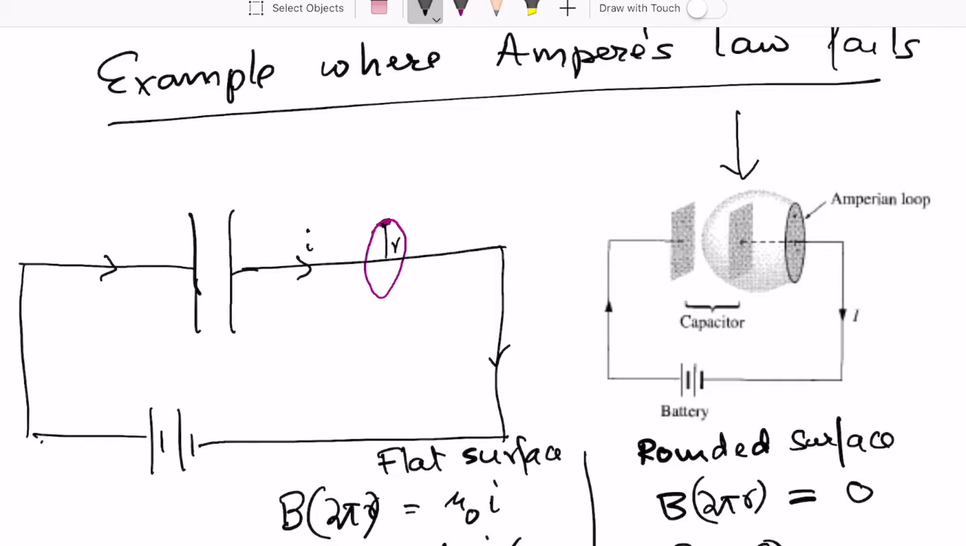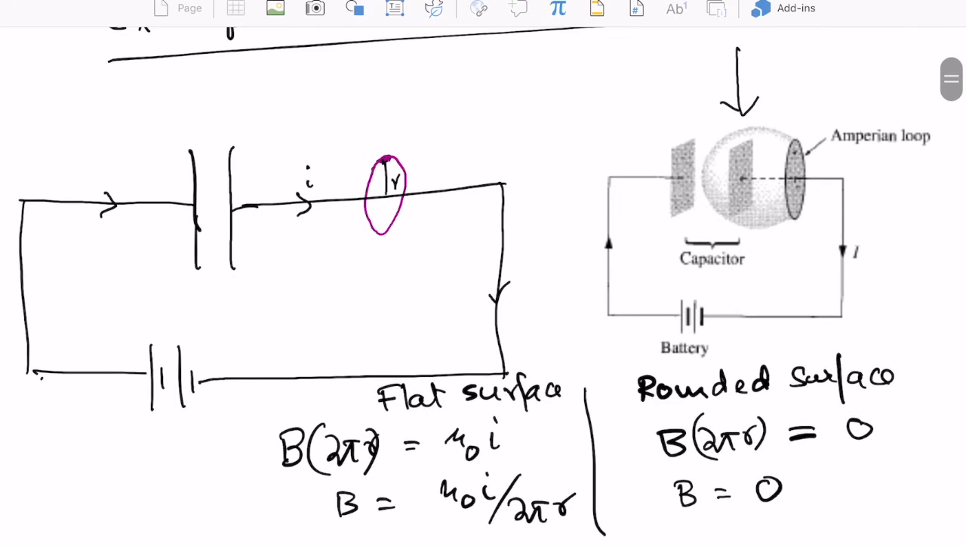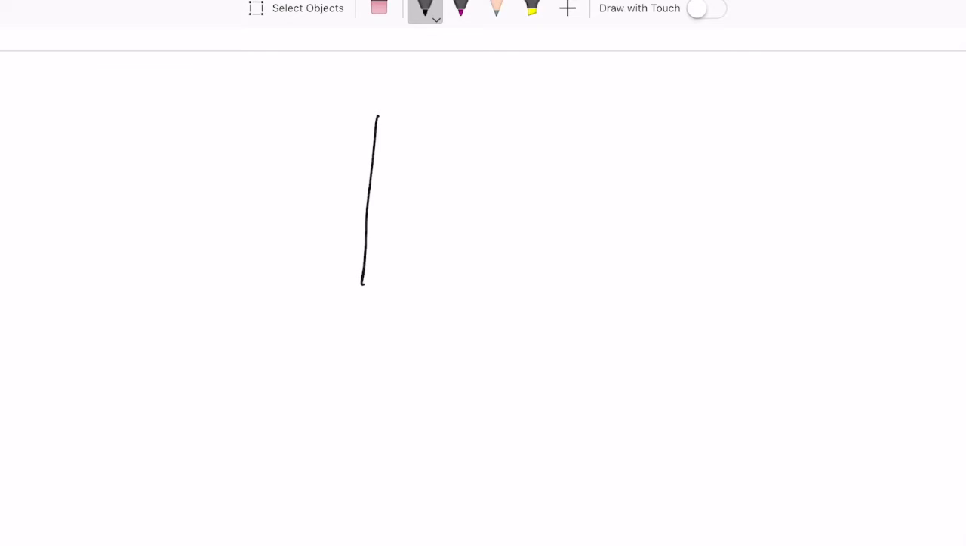Now you might say, why should I use the rounded surface? Why should I care? You should care because mathematically it's allowed. So nobody can take away your freedom to use any surface you want, right? So it's surprising that the rounded surface here gives you the wrong answer. That points to the fact that there's something wrong with Ampere's law. Let us see how this situation would be resolved if you included the extra term. So I'm going to draw the diagram here again. These are the capacitor plates.